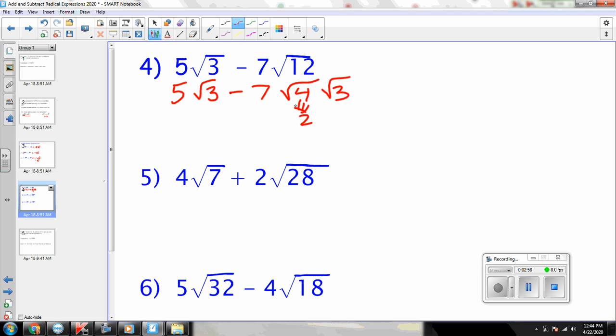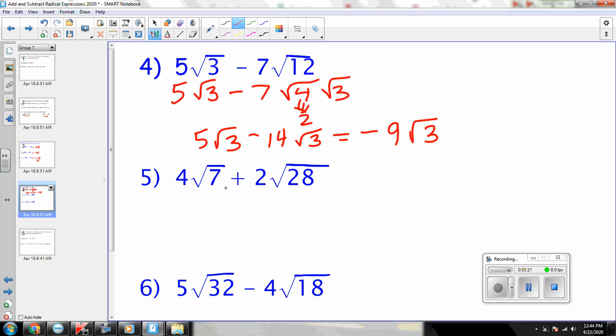So this is a 2. I have a 7 out in front. 7 times 2 will give me 14 radical 3. So what I have is 5 radical 3 minus 14 radical 3. Now my radicands are the same. I could combine those. I could do 5 minus 14. That's a negative 9 radical 3.